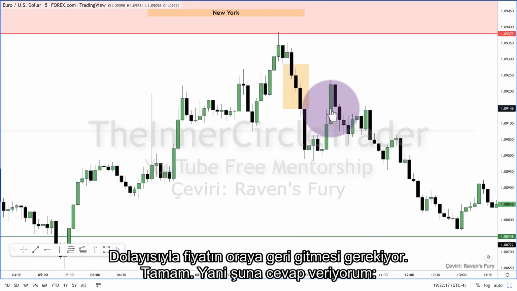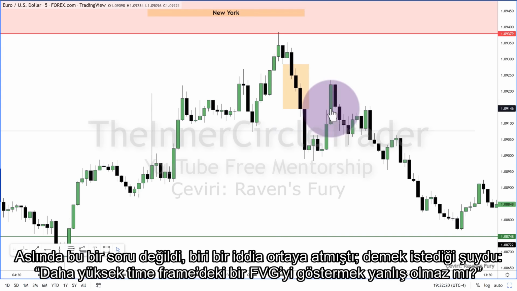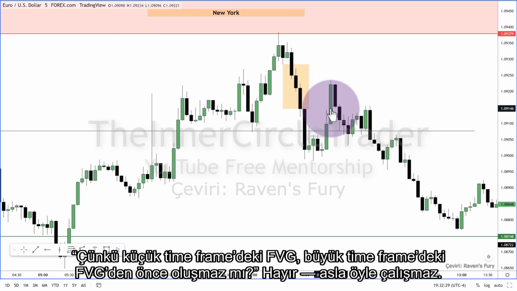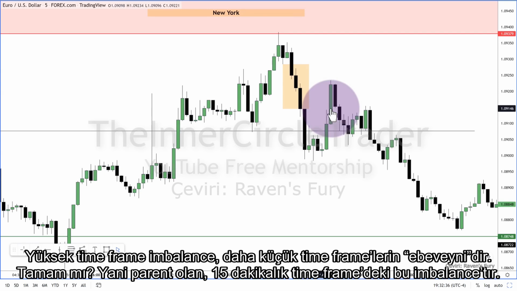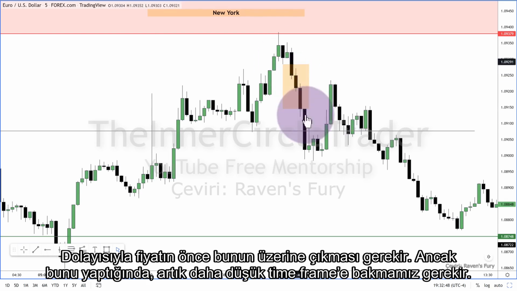Okay, so I'm answering the question I saw, or it really wasn't a question. It was someone trying to make a point that, was I showing something incorrectly by showing a higher time frame fair value gap? Because wouldn't the smaller time frame fair value gap form before the higher time frame? No, it never works like that. The higher time frame imbalances are going to be parent to the subordinate smaller time frames. Okay, the parent is this 15-minute time frame imbalance. So it needs to get above that.